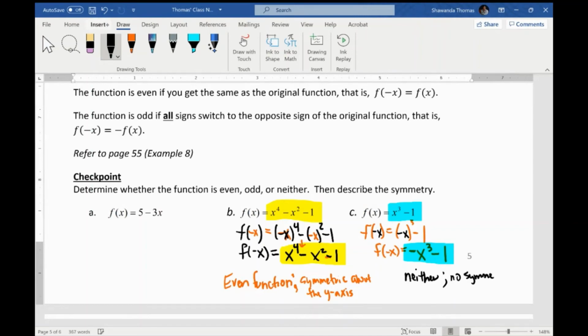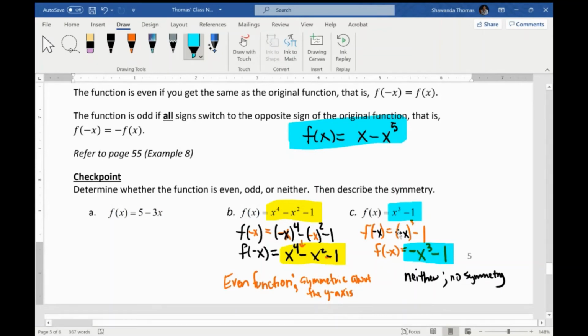All right. I'm going to make one up for you all. We got one more thing to cover that you're probably going to have to take notes on if you printed these notes out early, because I updated them this week. So there's one more concept left in this section. But let me make one up. The original f of x equals x minus x to the 5th power. I want you to determine whether this function is even, odd, or neither, and then describe the symmetry. I'll give you another 60 seconds to work on it.